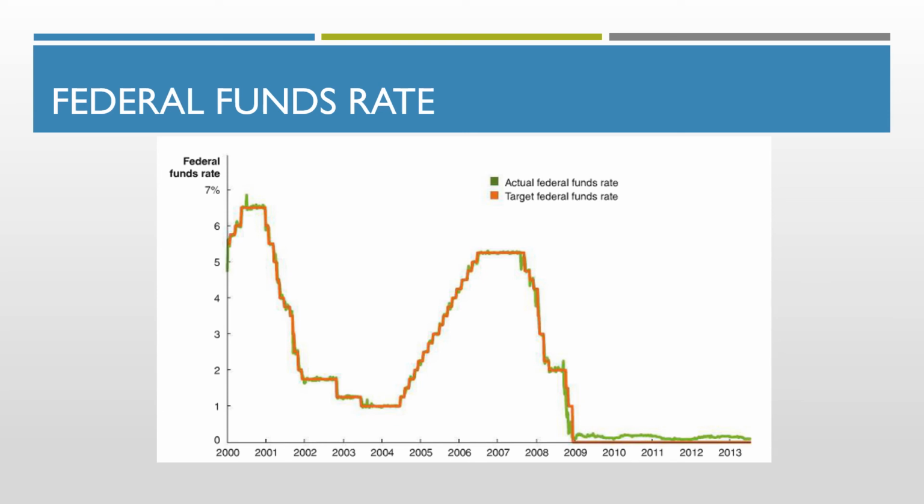One interesting phenomenon that we've seen in the year 2009 is that the Fed was driving the target federal fund rate to zero. But as you can see, the actual federal fund rate can never reach zero. And that brings up a problem, which we are going to discuss in the next video.